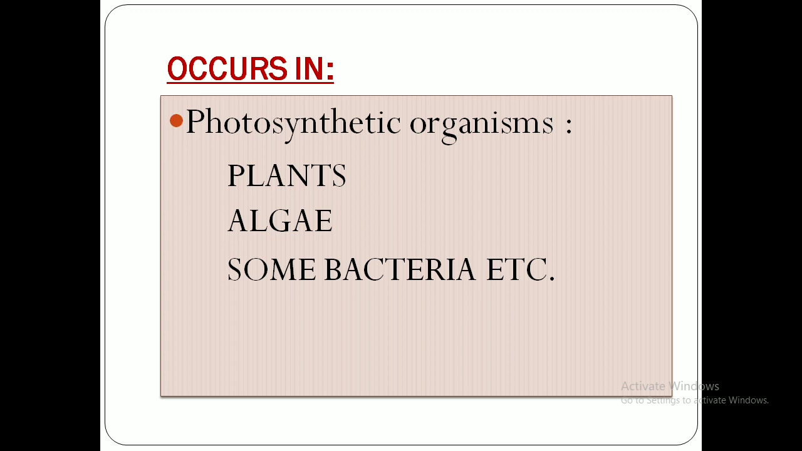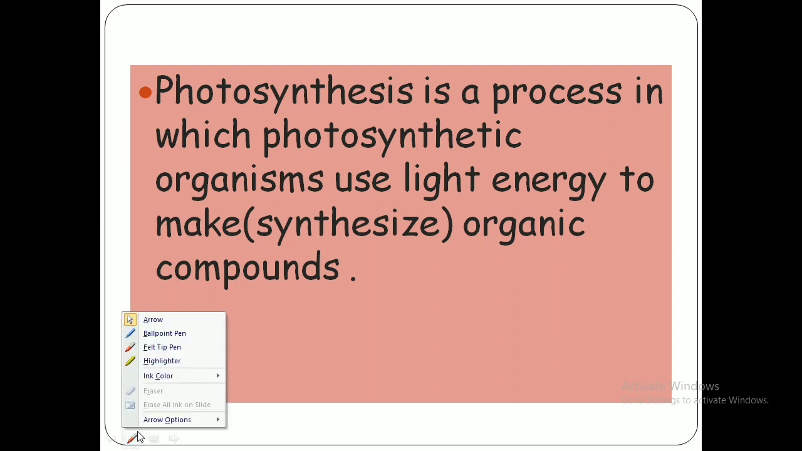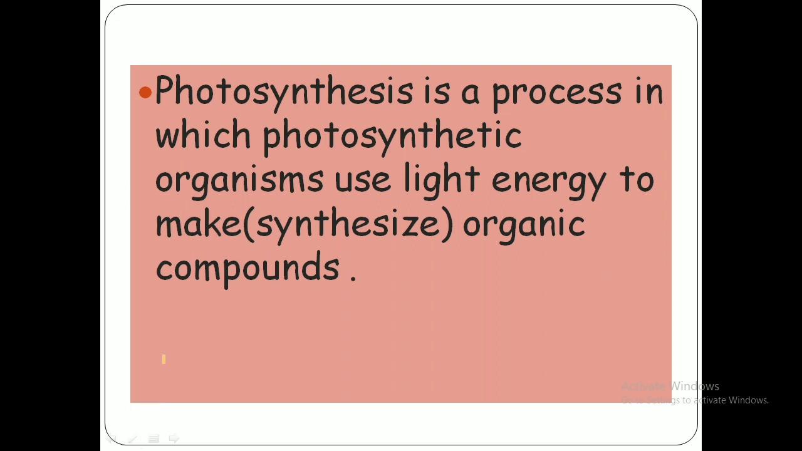So let's combine the information and make a definition. Hence we can say that photosynthesis is a process in which photosynthetic organisms use light energy to make organic compounds. An example of these organic compounds is sugars. For example, glucose, which is the simplest 6-carbon sugar found in nature.